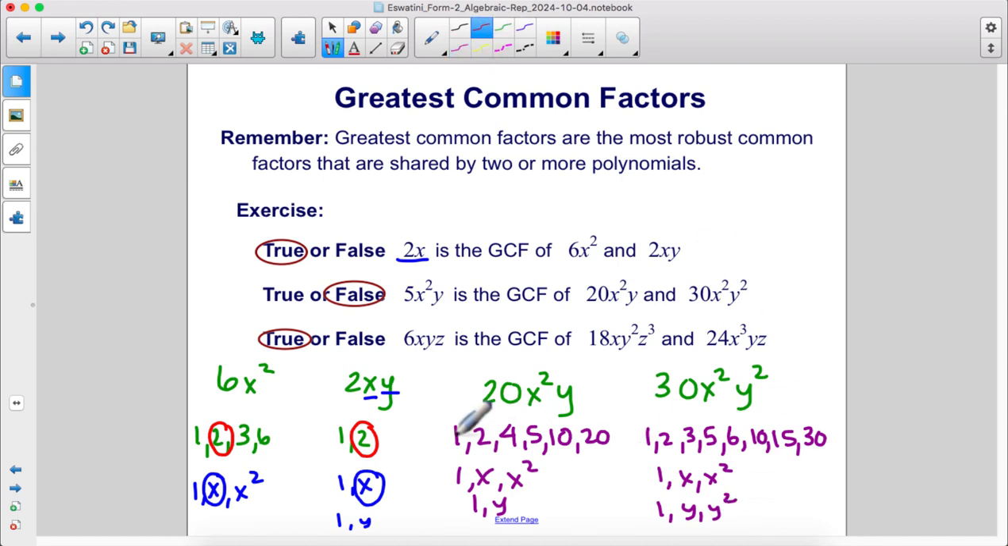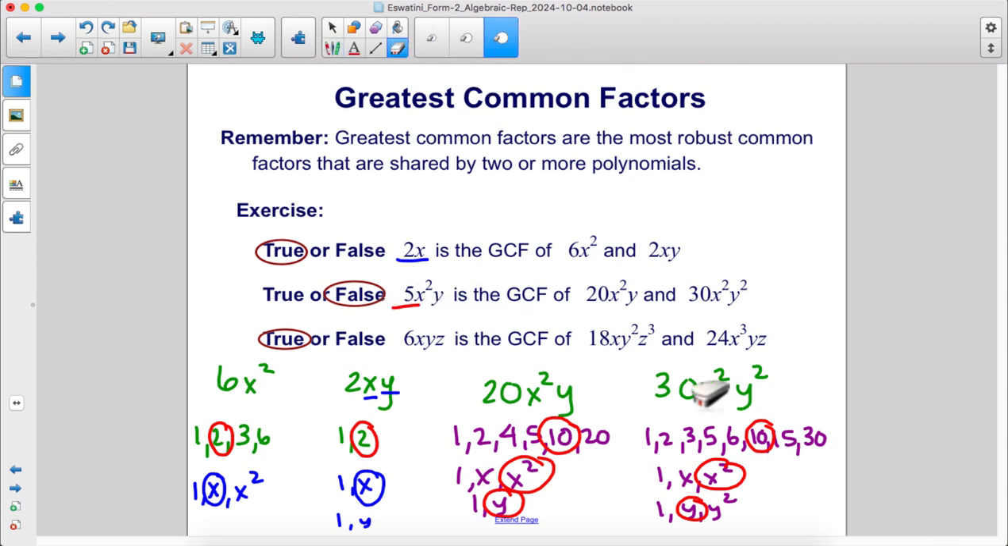Okay, so now the greatest number between them both is 2. Oh wait, no, it's not. It's 5. Sorry, I missed that 5 there. Oh, no, it's not. It's 10. Look at that. So that's why this one's not the greatest common factor. So we actually have 10, and then we have x squared and y. So the answer is 10x squared y, not 5.